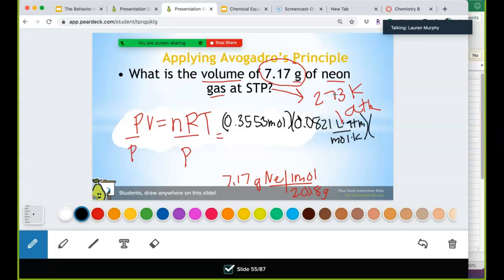Temperature is 273 Kelvin. Why? Because I'm at STP. So what? That's STP's temperature. It's always that number. Divided by standard pressure, which is 1 atmosphere. So look, moles cancel, atmosphere cancel, Kelvin cancel. We're left with liters. So let's calculate it out. I'm going to wait for you guys to do this.